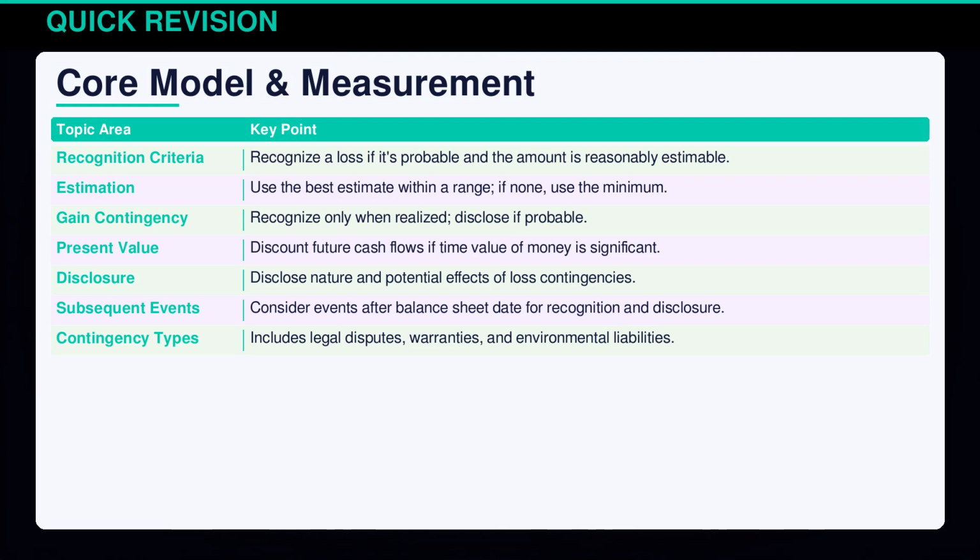The ASC 450 model demands recognizing a loss when it's probable and can be reasonably estimated. For estimation, choose the best estimate within a range, or the minimum if unknown. Gain contingencies, however, are only recognized when realized, but disclosed if probable. Discount future cash flows when the time value of money matters. Disclose details of loss contingencies and consider subsequent events impacting recognition or disclosure, covering legal, warranty, and environmental issues.